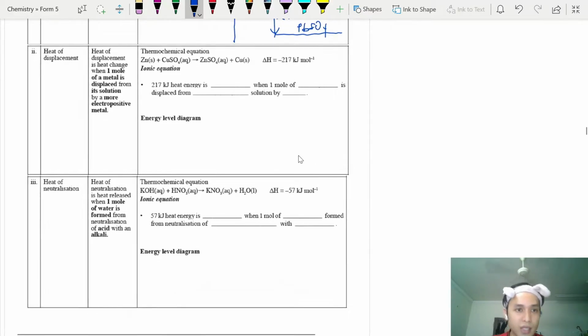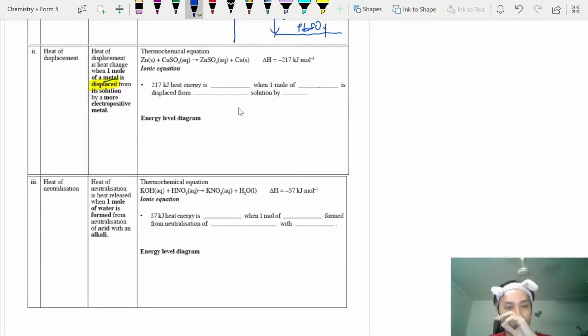Alright, show you another one. Heat of displacement. If you look at the general definition here: heat change when 1 mole of metal is displaced. You can only use this word, don't use other words. Don't use replace. This is the key word, displace. Don't change the word. From its solution by a more electropositive metal.